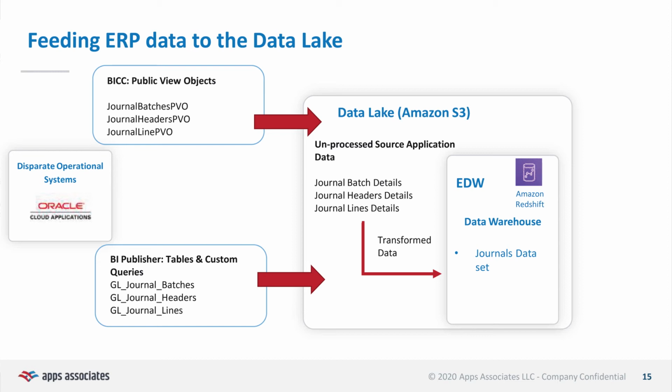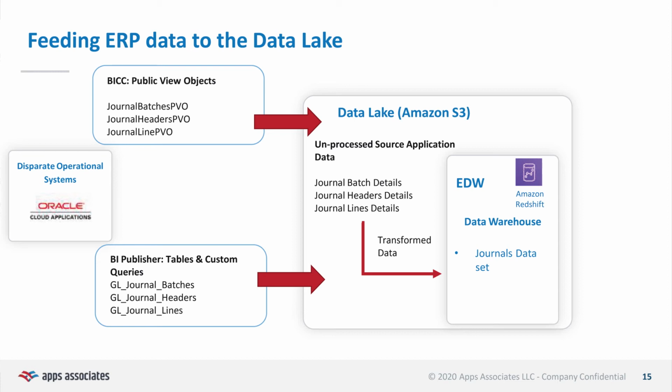As you see on the screen, we are extracting, for example, journal batches, headers or lines, PVOs or the direct tables, and loading them into S3 as raw or unprocessed data. Then we use an ETL or ELT tool to transform the data and create a journal data set. The journal data set is a curated data set within the data warehouse for anyone to consume using any reporting platform like Tableau, Power BI, or QuickSight.